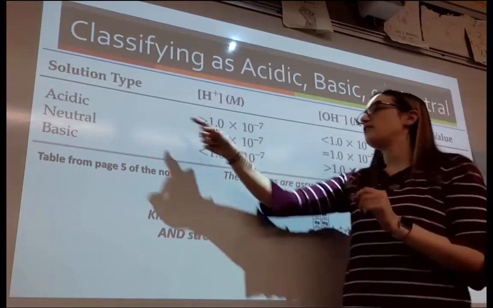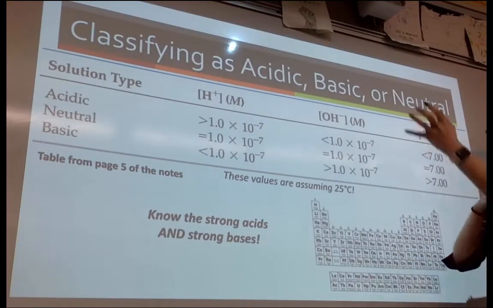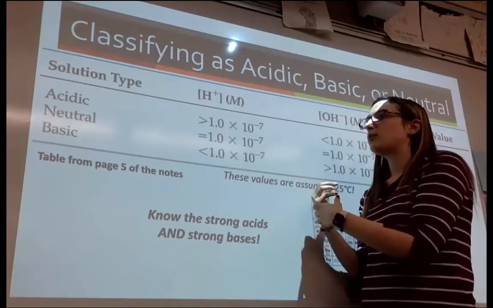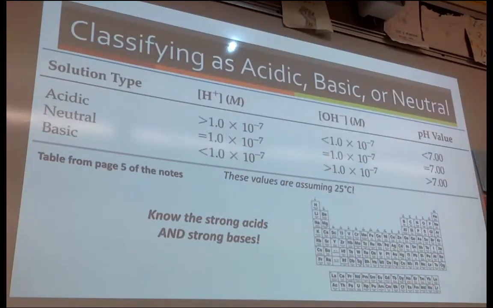The definition of a neutral substance is when H plus and OH minus are equal. If one is greater than the other, that's going to make it acidic or basic. Right? H plus tells us how acidic something is. The more H plus, the more acidic. OH minus tells us how basic. The more OH minus, the more basic. If they're equal, that's neutral.